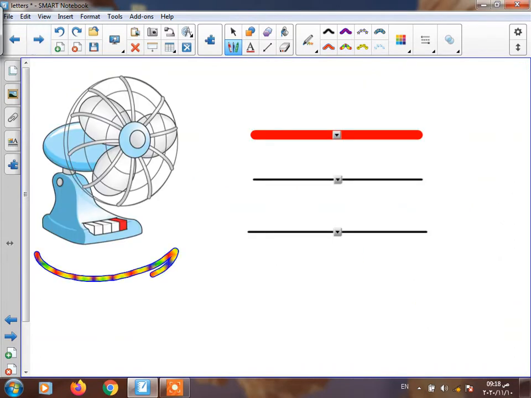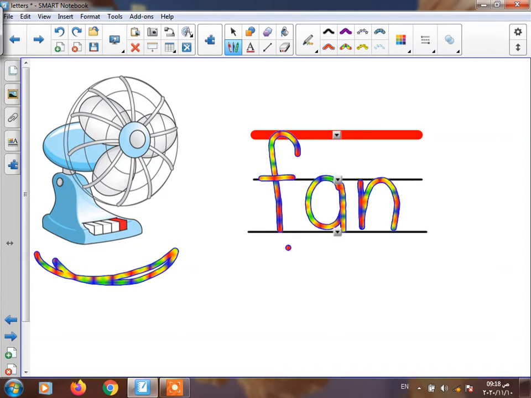Here KG2, what's this picture? Fan. How can I write the word fan? F-A-N, fan.